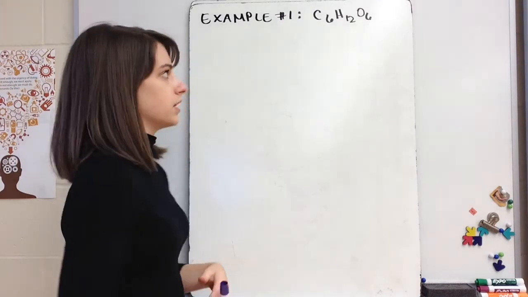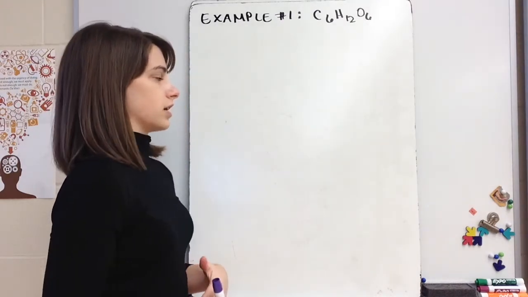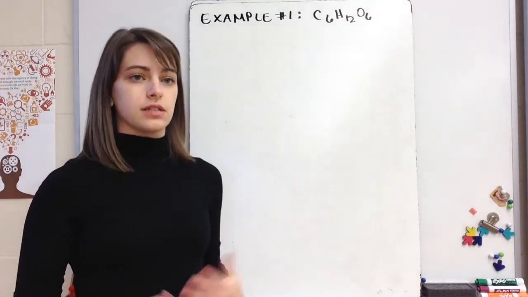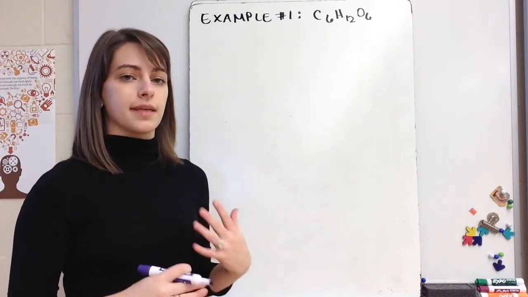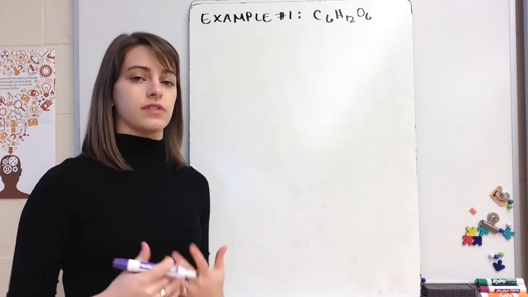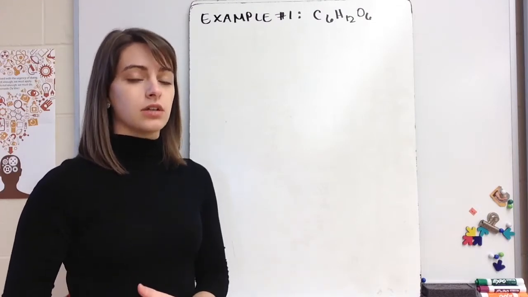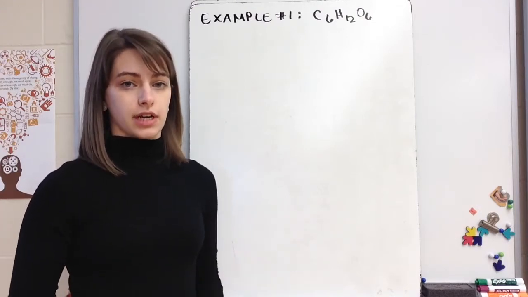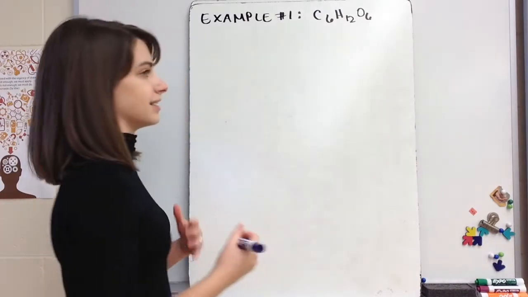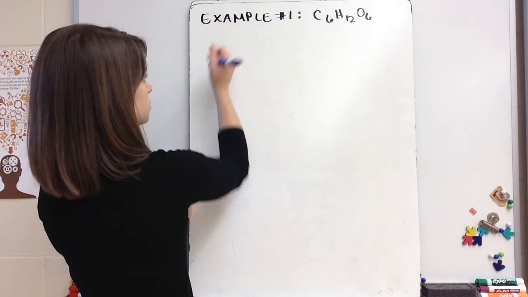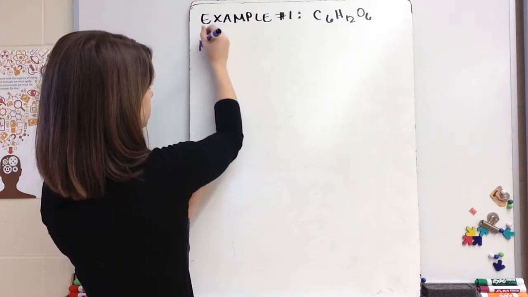Our first example is C6H12O6. So we have 3 different elements in this compound, all in different quantities. And we want to determine the mass percent composition of each of the components. So we're going to end up with 3 different percentages. So the first thing that we need to do, though, is calculate the molar mass.